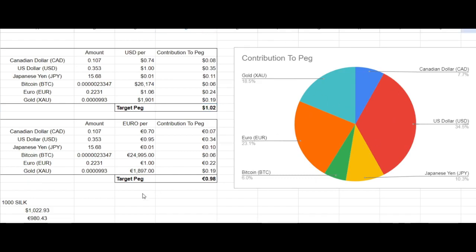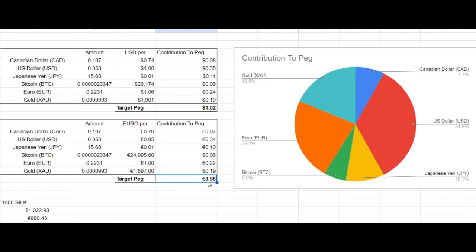So the interesting thing about Silk's peg, though, is that we mostly talk about it in relation to the dollar, but the same holds true thinking about it from a different currency's perspective. You'll see over here that every Canadian dollar is worth 0.70 euros. Every US dollar is worth 0.95 euros. Every yen's worth 0.0064 euros, and it's the same exact example. And you'll see that the target peg over here is 0.98 euros.